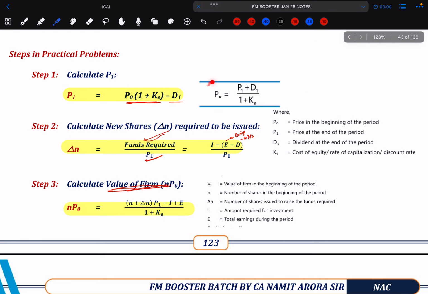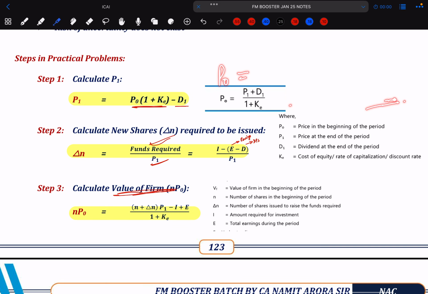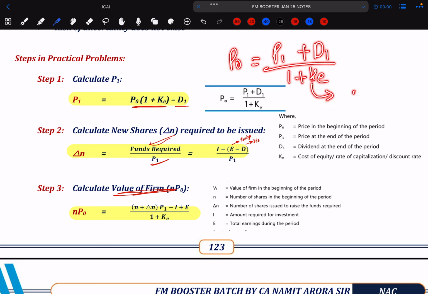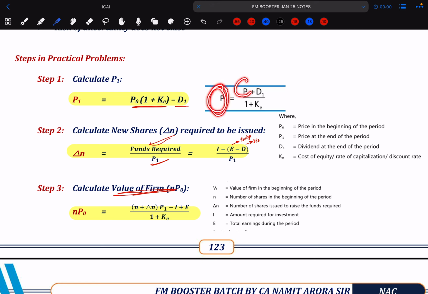Remember the formula: P0, that is the price of yesterday, the price at the beginning of the year, that is yesterday's closing balance or today's opening balance. P0 is equal to P1 plus D1 divided by 1 plus K. So K, everyone knows, is the cost of equity or the rate of capitalization or discount rate, whatever is given in the question. D1 is the dividend of this year, at the end of the year. And P1 is the price of this year at the end. So in the question, either they'll ask to find out this or find out this.